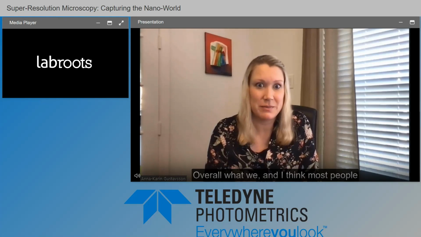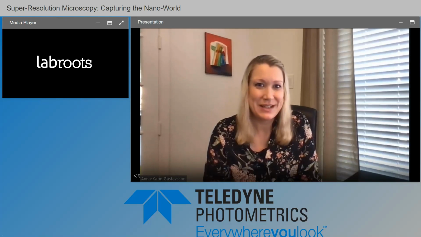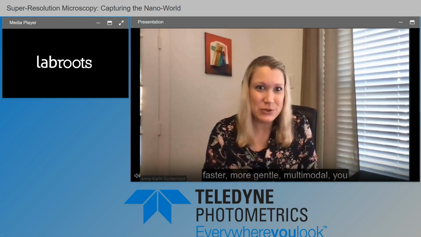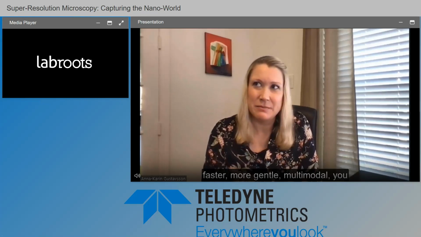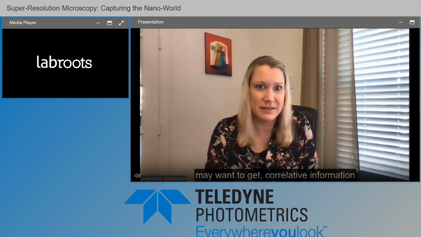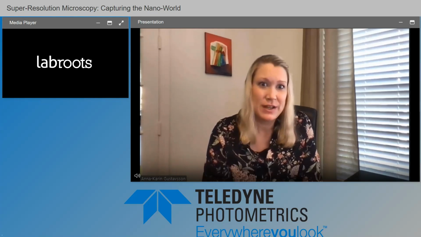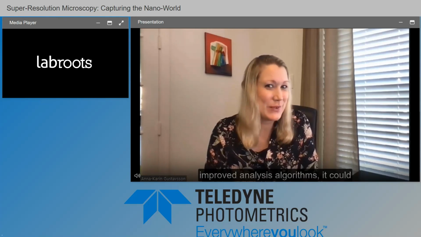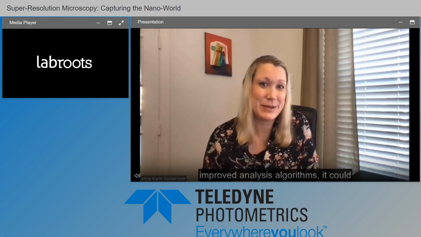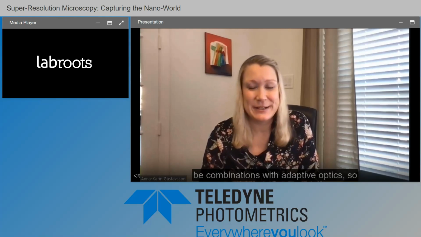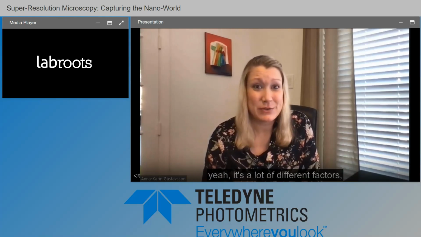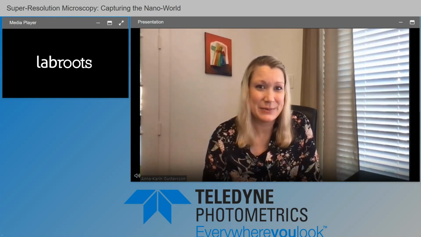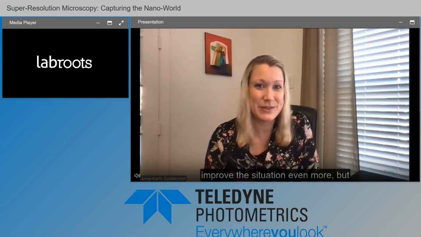what we and I think most people strive for in the field are really faster, more gentle, multimodal. You may want to get correlative information about both dynamics and structures, multi-target, reduced aberrations, improved analysis algorithms. It could be combinations with adaptive optics. So yeah, it's a lot of different factors, a lot of different improvements that we're still working on, and that will improve the situation even more.